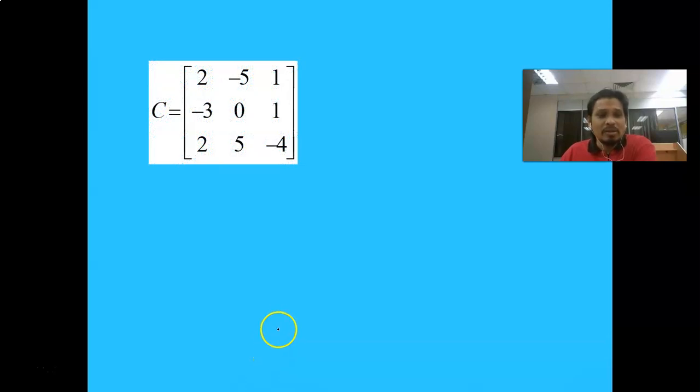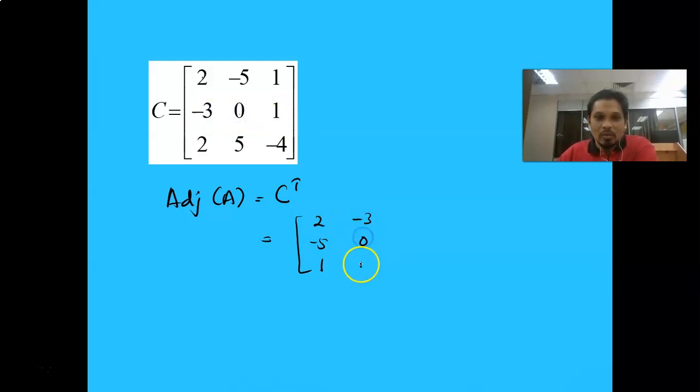Now, what is the definition of adjoint just now? We call C transpose, or transpose of the cofactor. So then, adjoint of A equal to C transpose, which is, we change the row 1 become column 1. For example, 2, -5, 1. Second row, we turn it into second column, -3, 0, 1. And 2, 5, -4 become third column, 2, 5, -4.